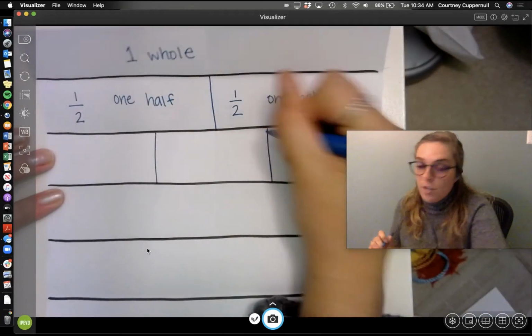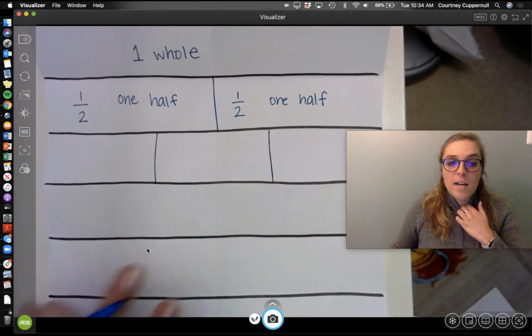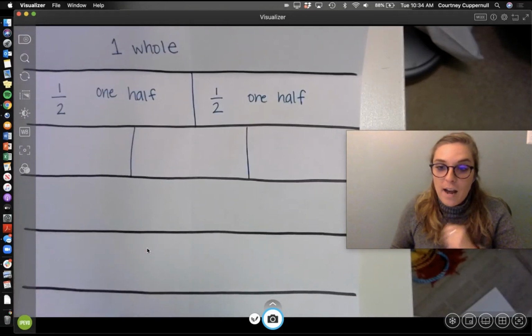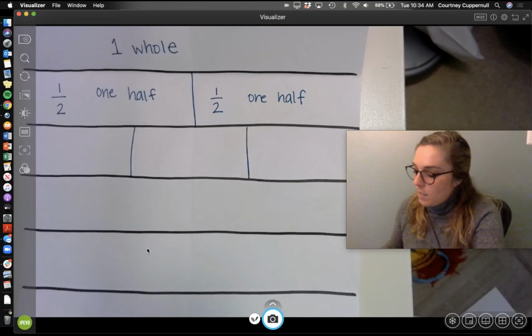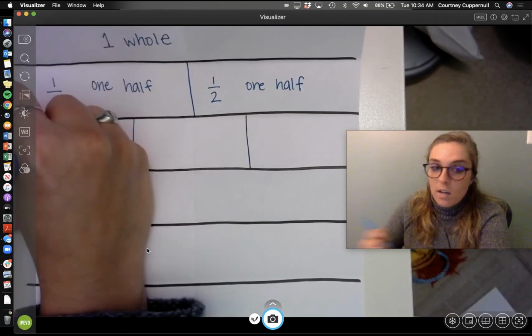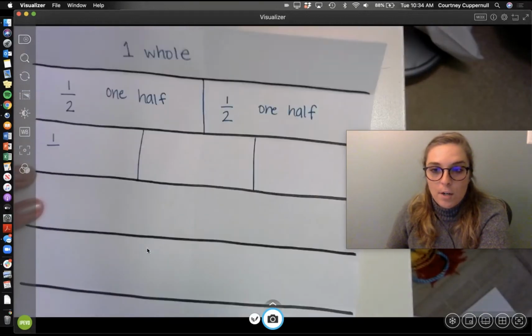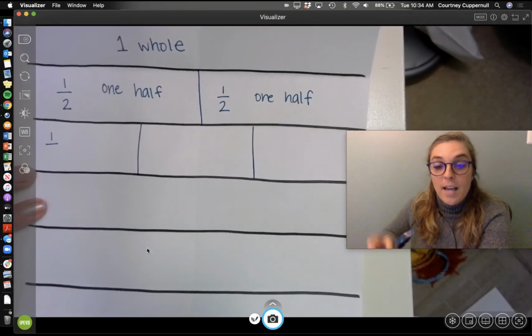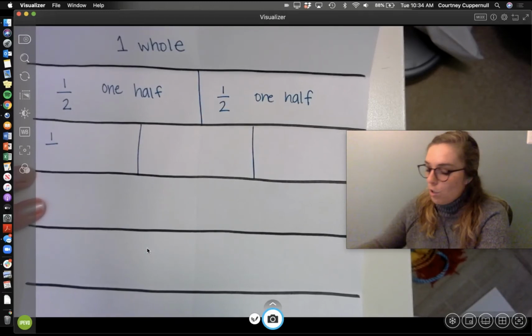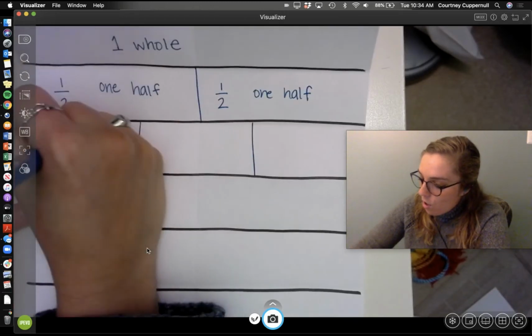You just want to make sure that your pieces are all about the same size. They are equal, because we know in order for a fraction, we need to have equal pieces. So this piece right here is 1 piece. What's going to go in the denominator? Show me on your hand. Yeah, 3. Remember, the denominator helps us know the name and also how many pieces go in our whole. So we know that these are all 1/3.